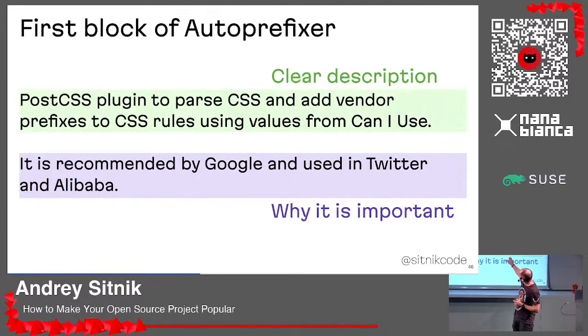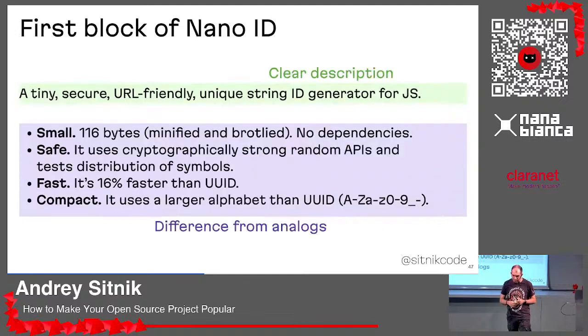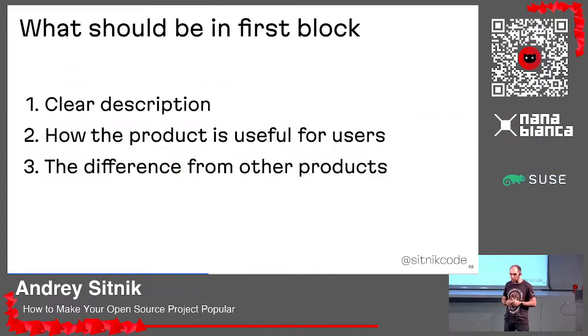The same, the different example, another project. Again, clear description and why it's important by using big users. Another tool, again, clear description and how it's different from the analogous. And with this framework, people will have time to understand why your tool is better. Okay.